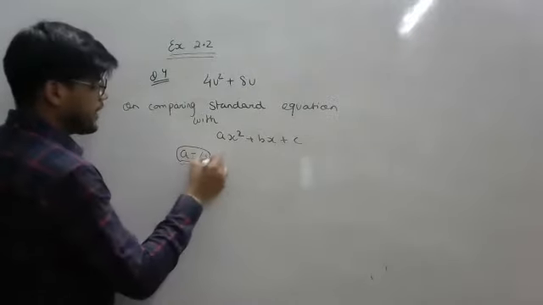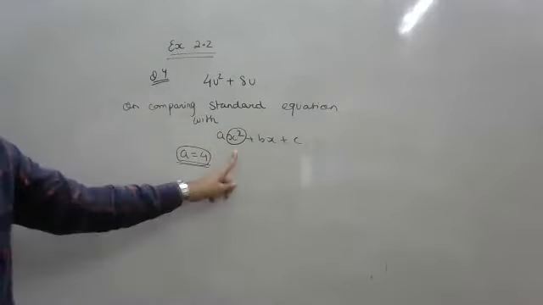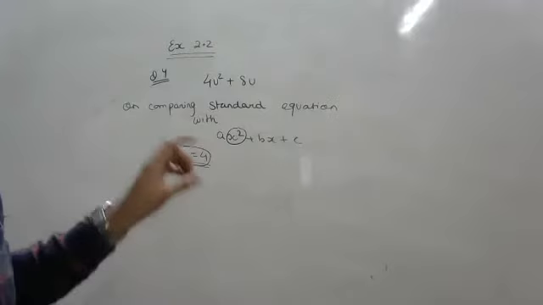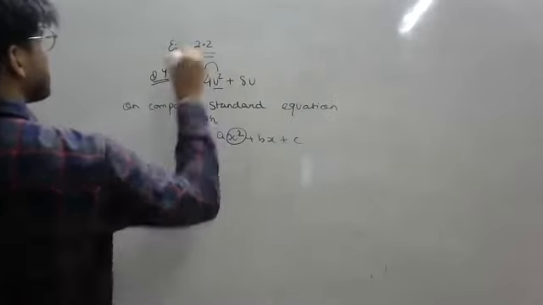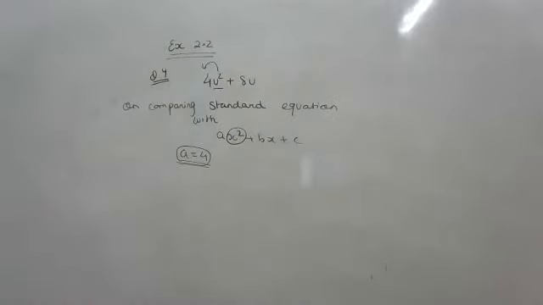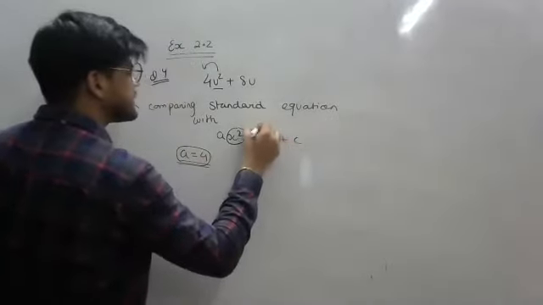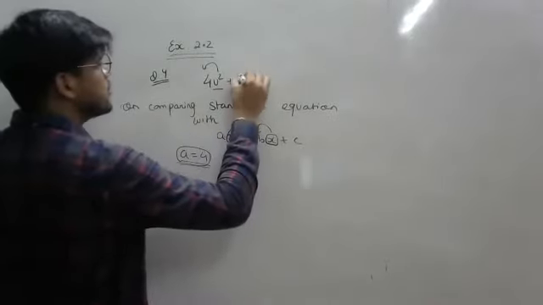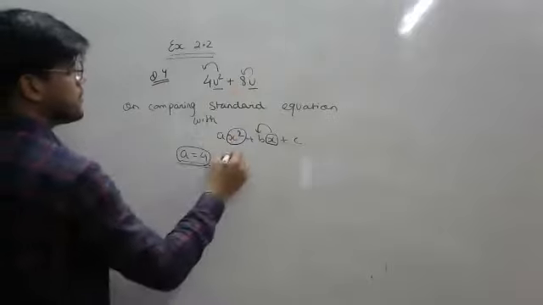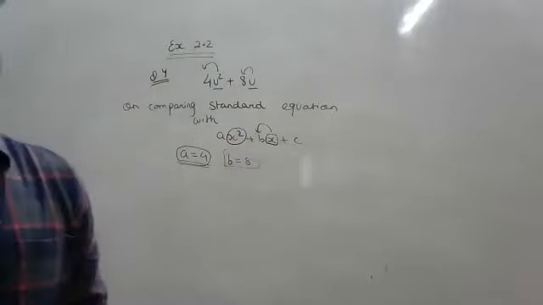What is a? It is the coefficient of the square term, the term where the variable has a square. Wherever the variable has a square, the coefficient of that term is considered a. And where the variable has a single power, the coefficient is b. So here we have only u. The power is 1, so this will be b. And now the third term is missing.